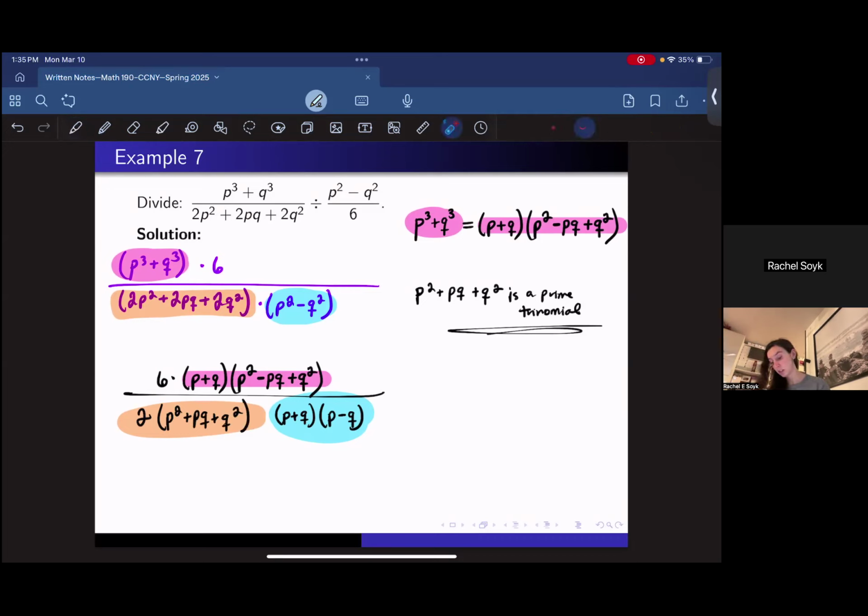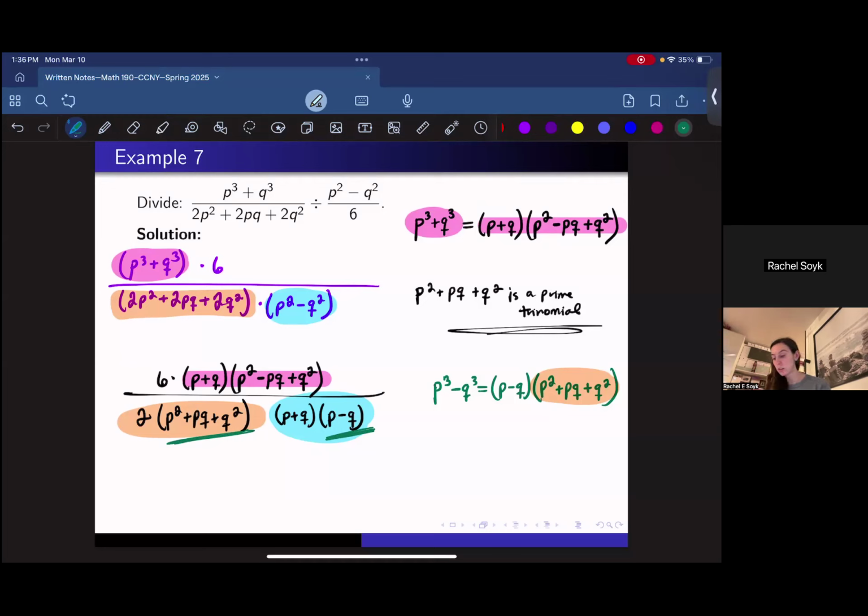What do you kind of notice here? Another thing that I want to point out, it's good to have a really good knowledge of your sums of cubes and difference of cubes, because your P to the third minus Q to the third expands out into P minus Q in parentheses P squared plus PQ plus Q squared, which you'll notice is part of that orange.